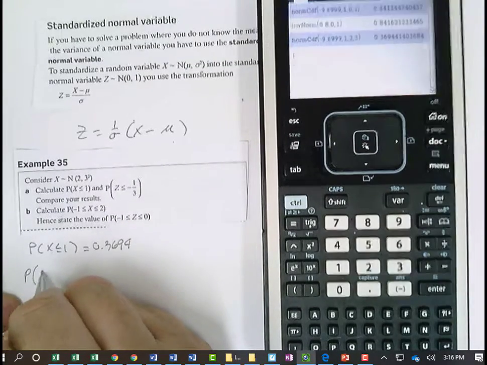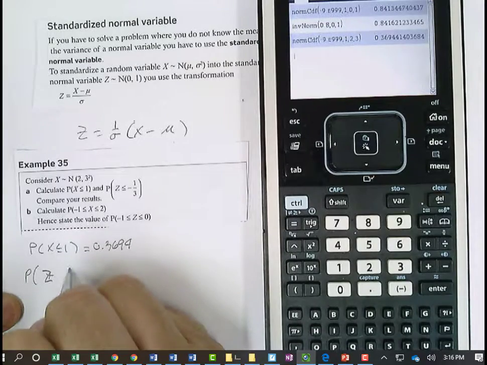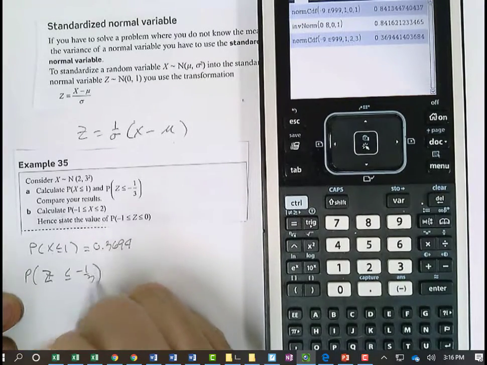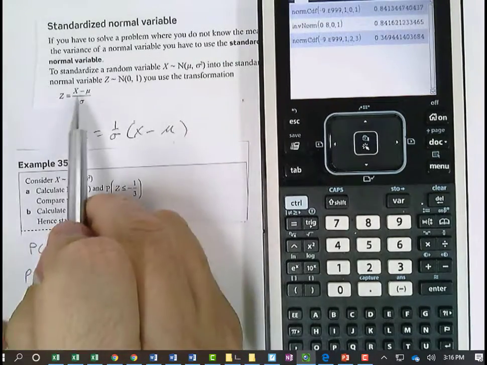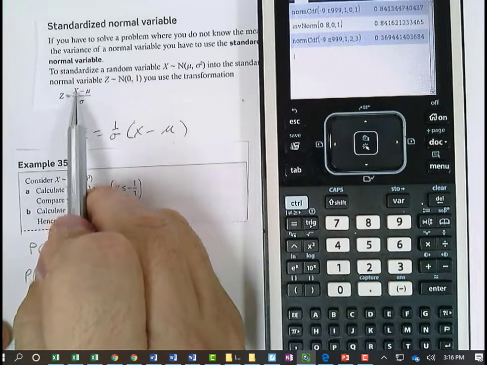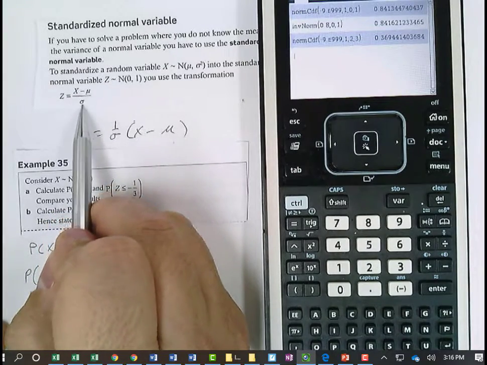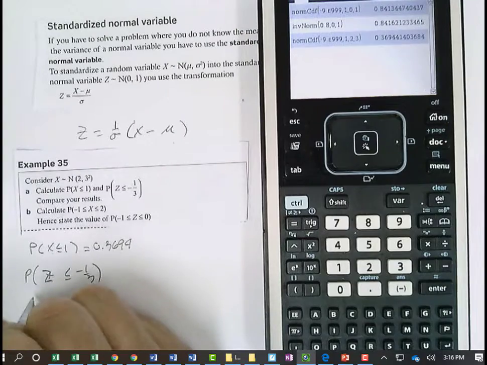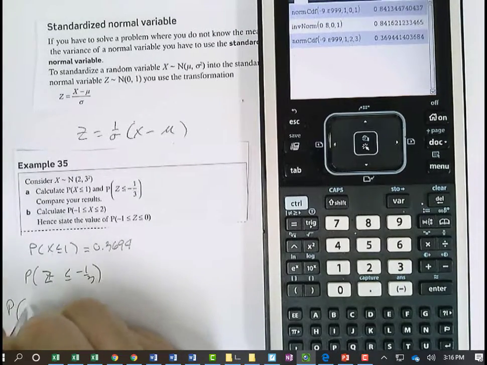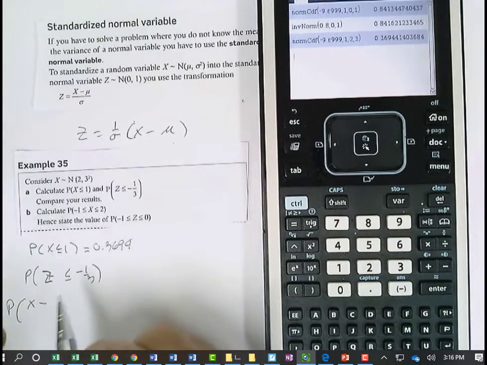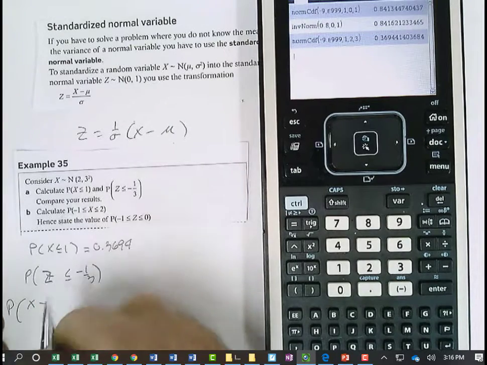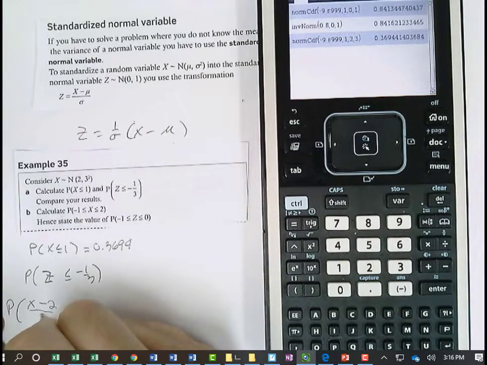But it also wants to find out if it's a normal distribution here, so I can look at it this way. If z is less than or equal to negative 1/3, right? But what is z equal? z is equal to whatever my random variable x minus its mu, right? So I can say the probability of x minus, what's our mean in this situation? It's 2. And what's our standard deviation? It's 3, less than or equal to negative 1/3.